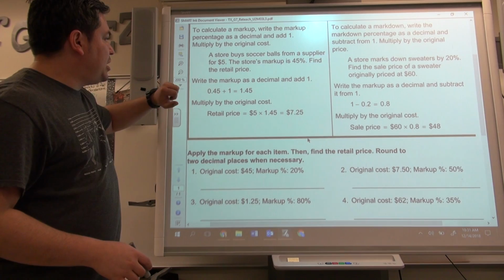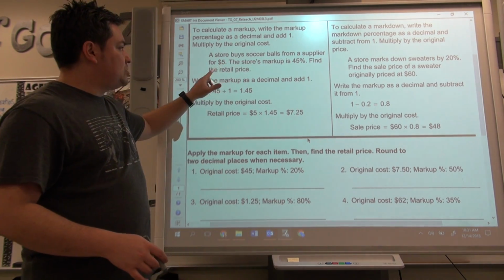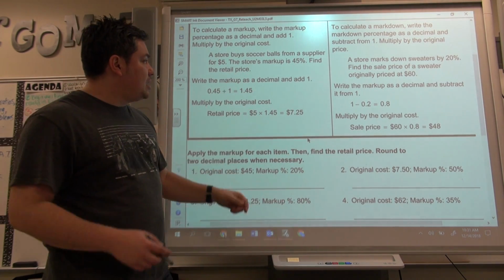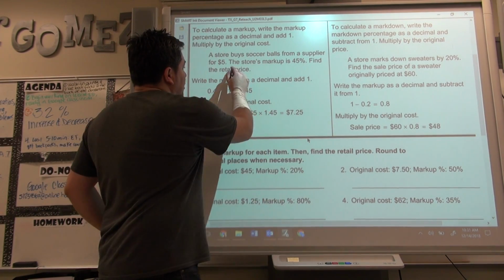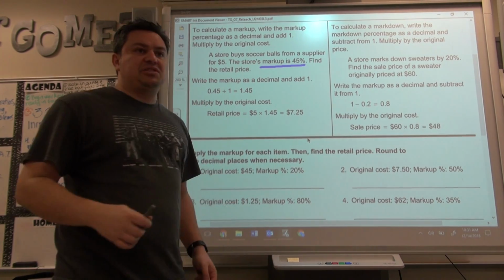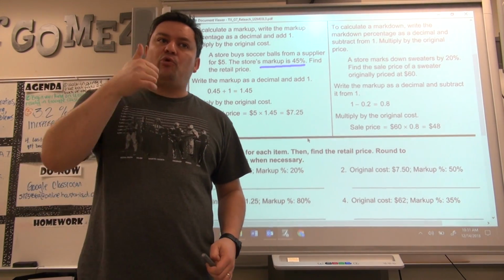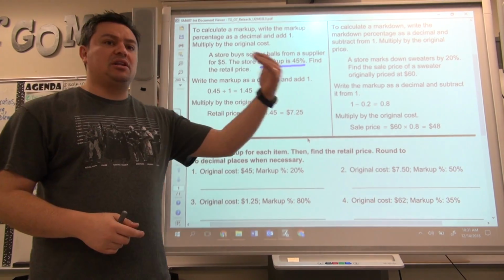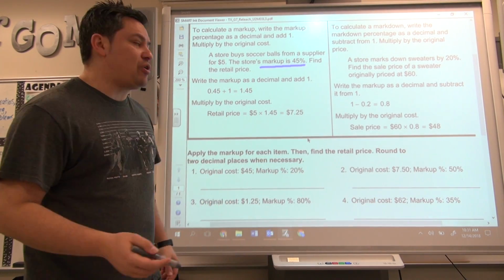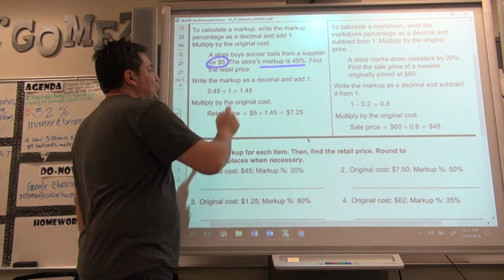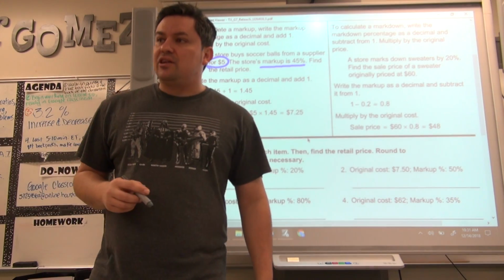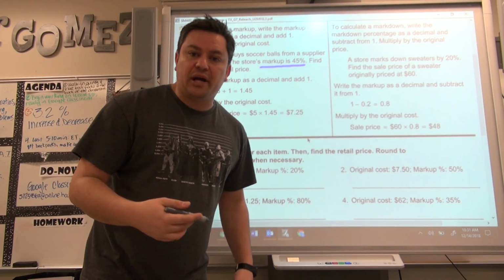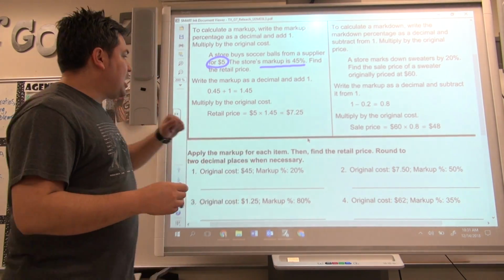So in this example right here, it says a store buys soccer balls from a supplier for $5. They buy them for $5, but then they mark them up 45% in order for them to make profit. Whatever they buy them for, that's gonna be the original amount, the $5. And the new amount is whatever they're gonna be selling them for, and that's gonna be the retail price. So how do we find that?